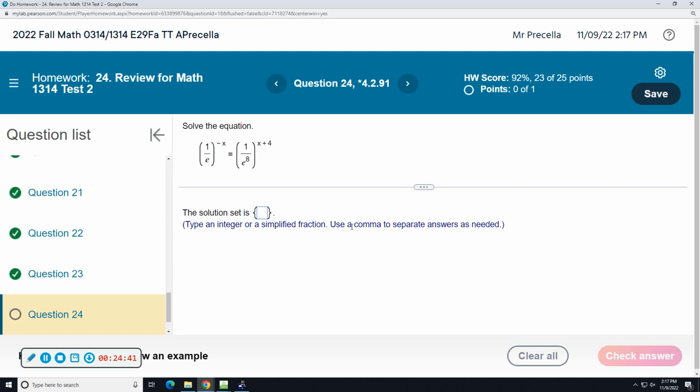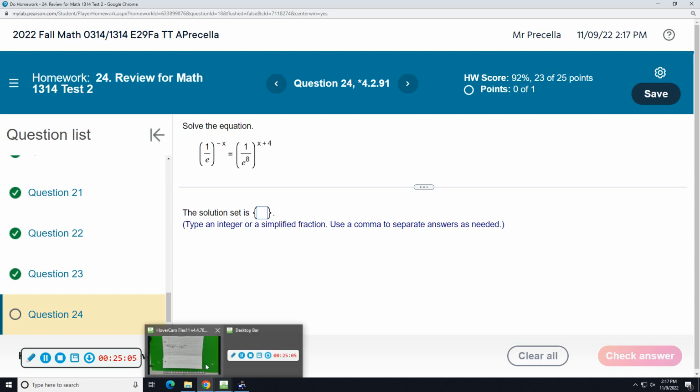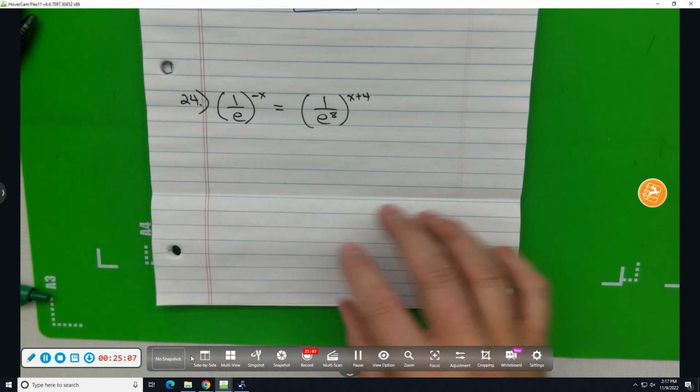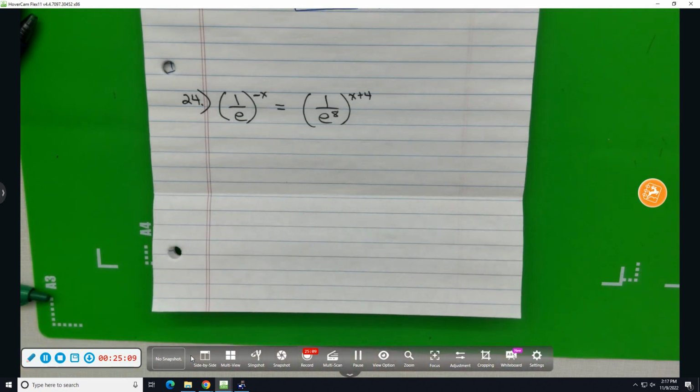Number 24. This is a good one. Well, the previous one was a good problem too, but still. Notice it has e's appearing as part of the base. Those e's are not variables. Those e's are representing the natural exponential, which is approximately 2.718, but you don't need to know the approximation for e to be able to get this problem done.